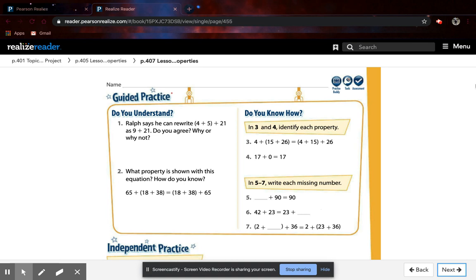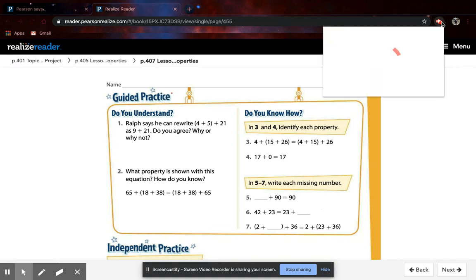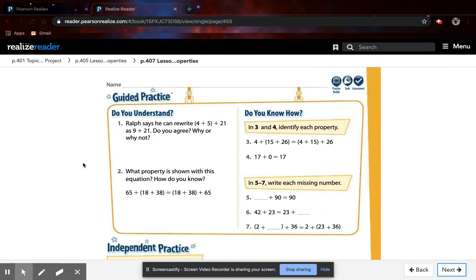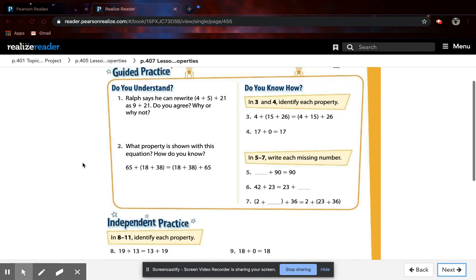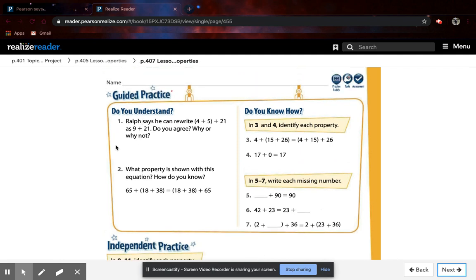So the next page is the guided practice. And for this, I'm going to move kind of quickly just because I think I was a little lagging a little bit at the beginning. We're already at like 13 minutes. But for this, it says, Ralph says he can rewrite 4 plus 5 in parentheses plus 21 as 9 plus 21. Do you agree? Why or why not?